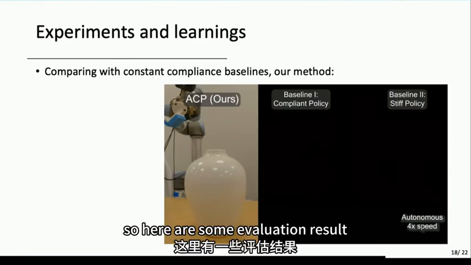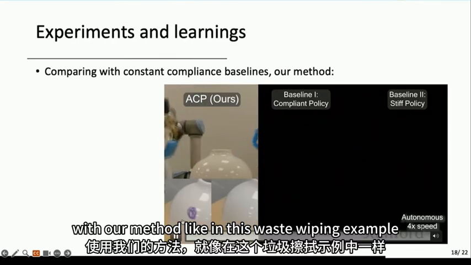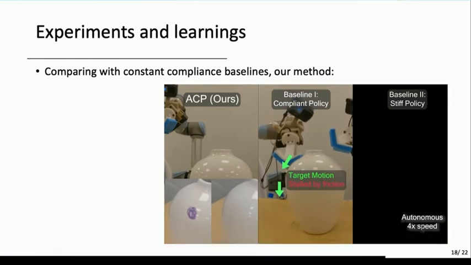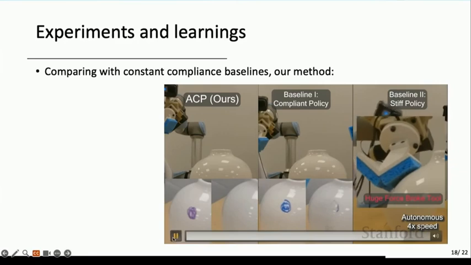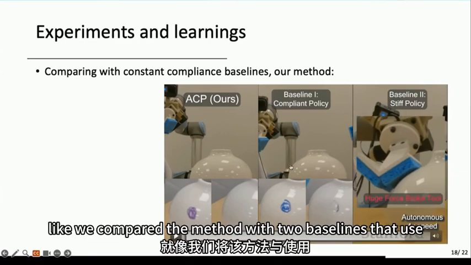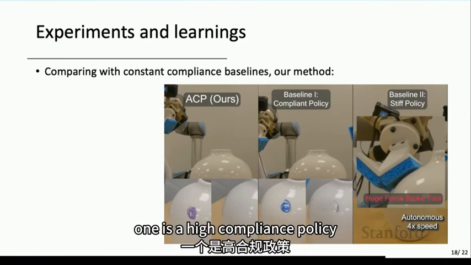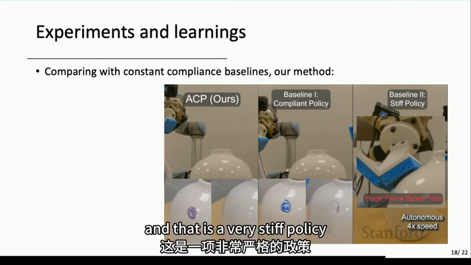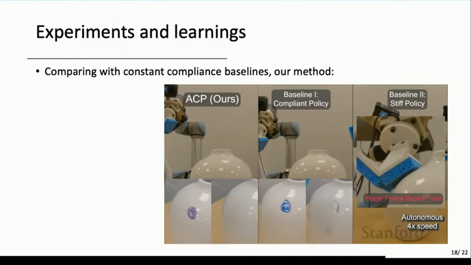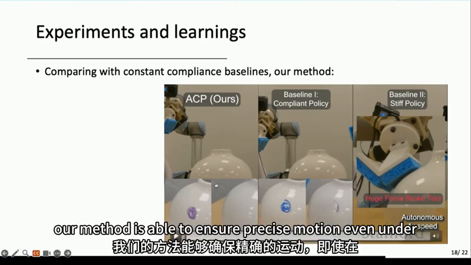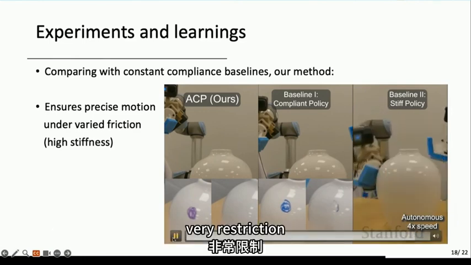So here are some evaluation results. With our method, like in this wiping example, our method is able to pretty reliably carry out the wiping motion. We compare the method with two baselines that use constant compliance profile. One is a high compliance policy, another is a very stiff policy, which are very typical choices in other robotics work. Comparing with the compliant policy, our method is able to ensure precise motion even under wide restriction.